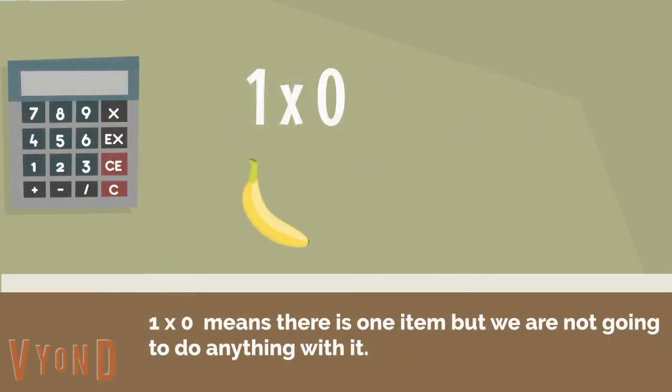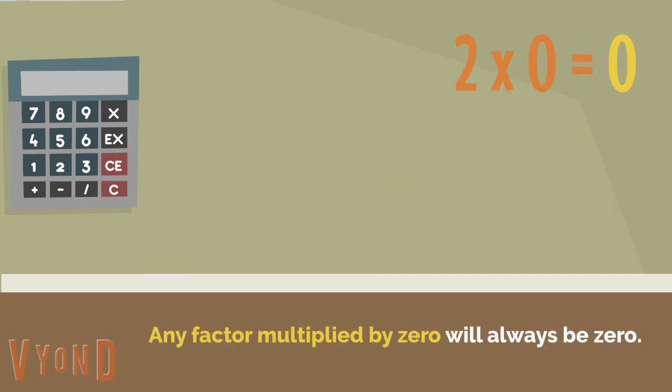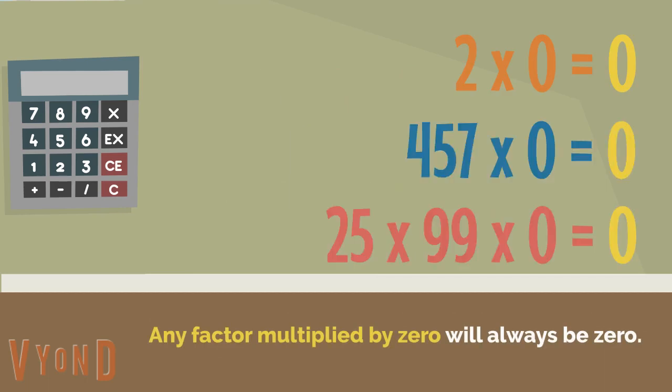For example, you need 1 banana to make a smoothie. However, you don't have any bananas. Because of this, you will make 0 smoothies. This is an example to show how 1 times 0 equals 0. The 0 trick is really cool because no matter how big the numbers or how many factors you have, when you multiply by 0, your answer will always be 0.